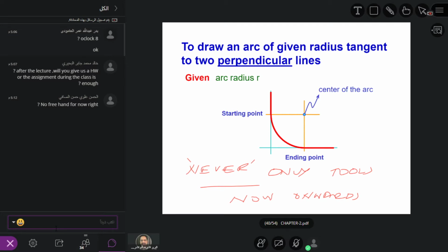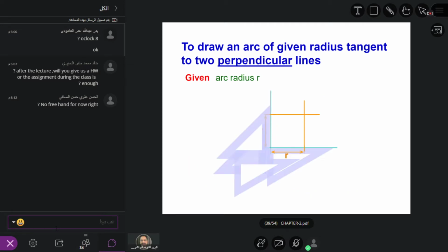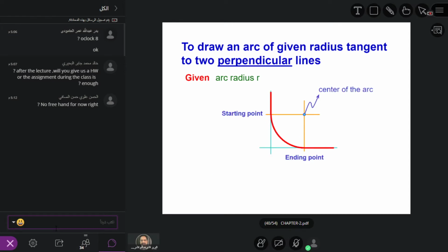Remember, like I made the square with the radius, and then from the center of the arc, I use the compass and make the radius here, arc radius R. Then from the square, by using this tri-square, you can make the radius, and from the radius, you can make the radius again, like this. Something like this. This is the starting point. This is the ending point.